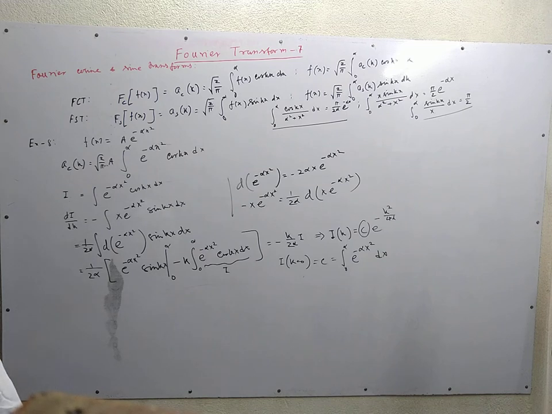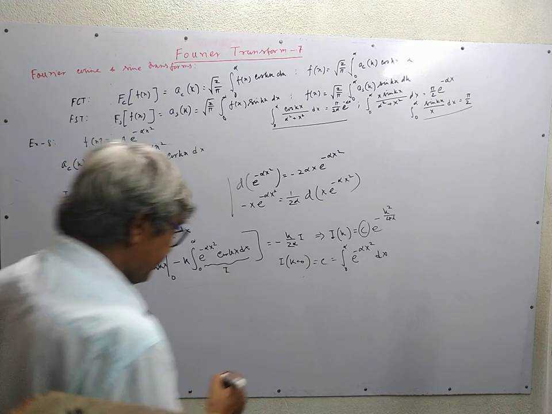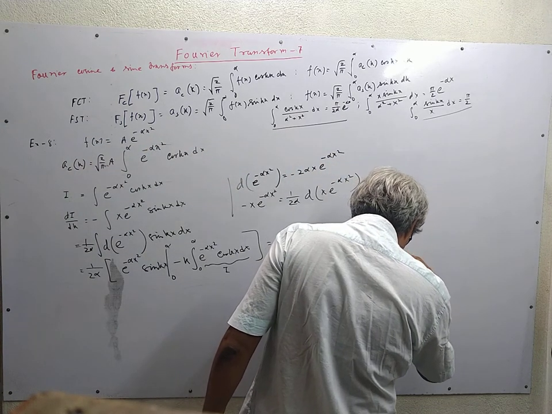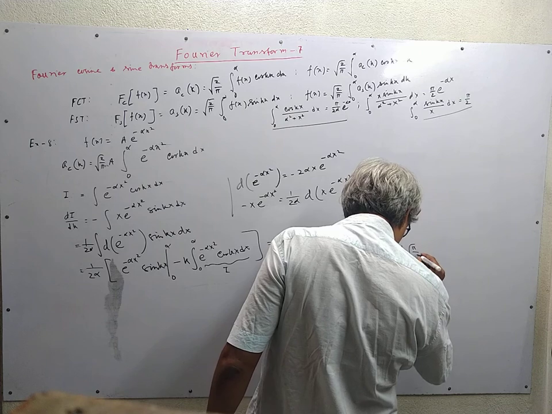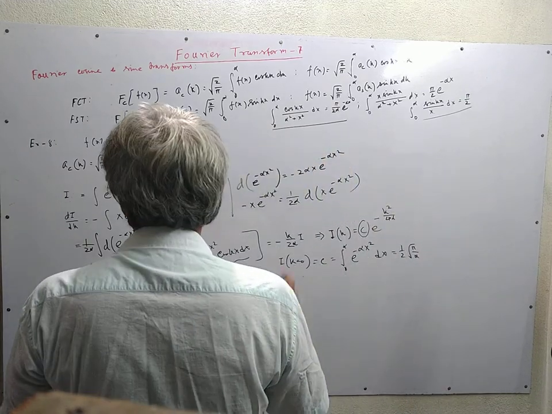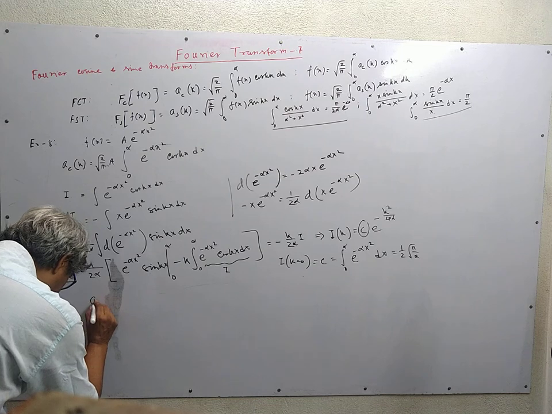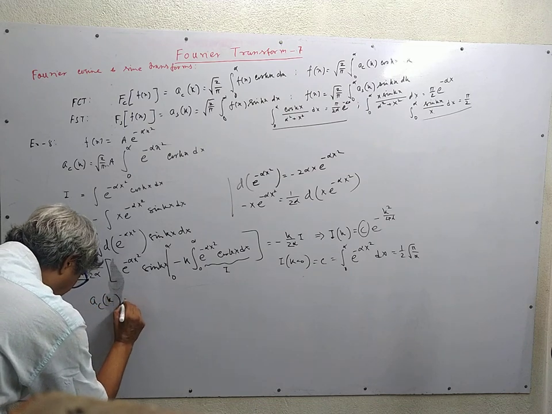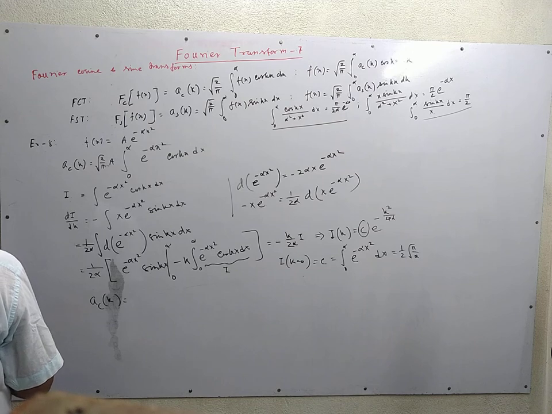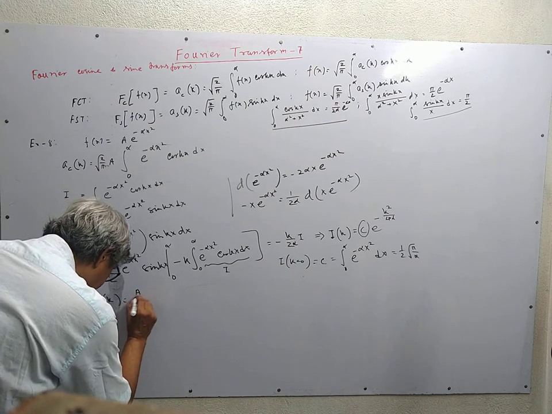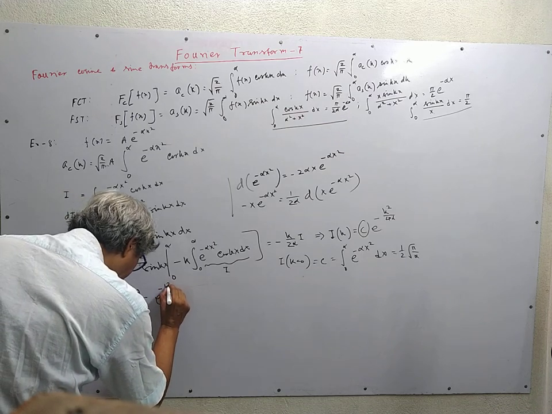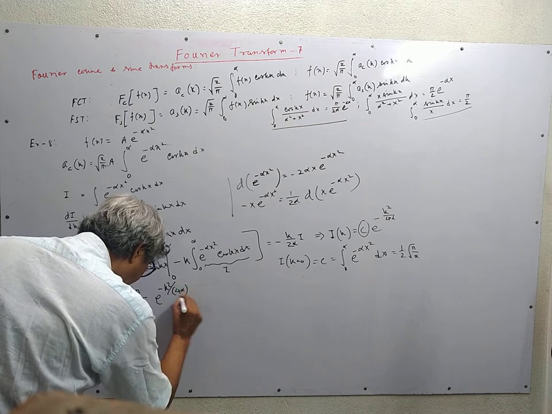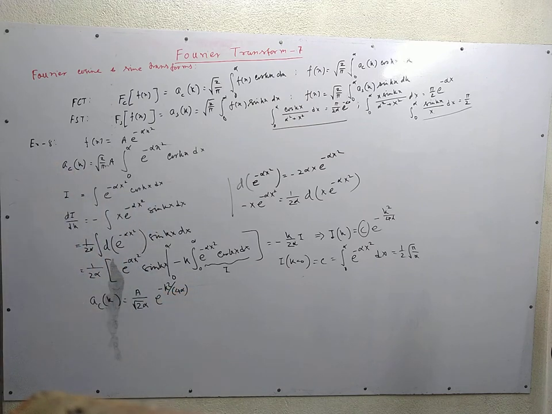If we use the property of the gamma function, we find that it is half times the square root of pi by alpha. So combining all this, we get the Fourier transform of the Gaussian function as a Gaussian again. The Fourier transform of a Gaussian is a Gaussian.